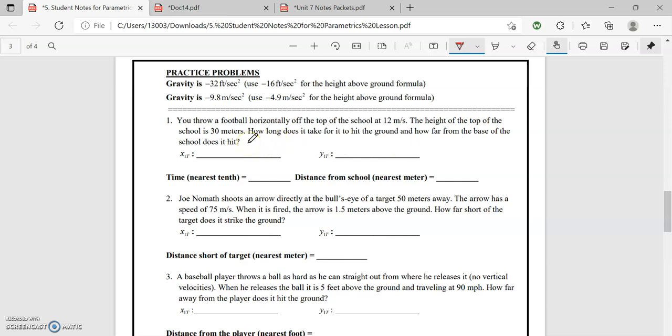Anyways, you're on this really tall school that you have permission to throw a football off of, and you're going to do it at 12 meters per second, which actually is a pretty valid speed. The 2 questions, pretty standard. How long does it take for it to hit the ground, and how far from the base of the school does it hit? Let's set this problem up.